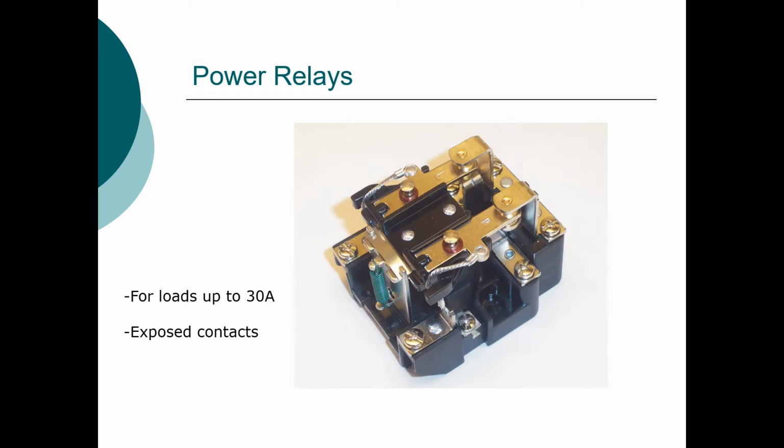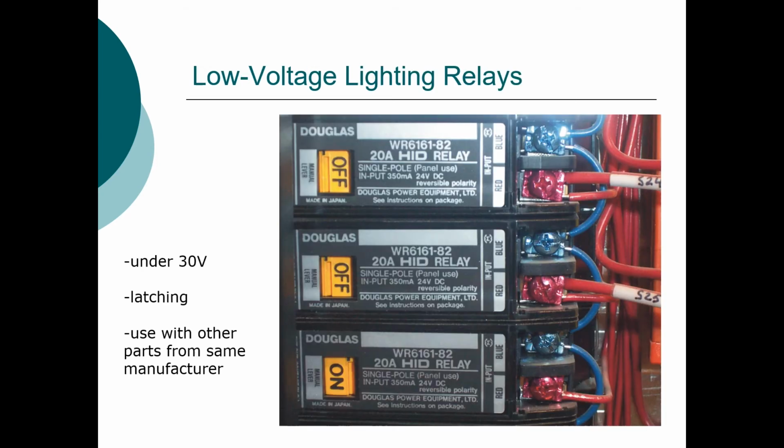Power relays are typically used for loads up to about 30 amps, and they're used for small motor and heating loads. But these are not used for high cycle rates, so we don't want these switching on and off rapidly or frequently. All the contacts are exposed, so when using these, we must make sure that the parts are protected from any unauthorized access. For certain lighting applications, we can use low voltage lighting relays in order to use a low voltage control to control a high voltage lamp.